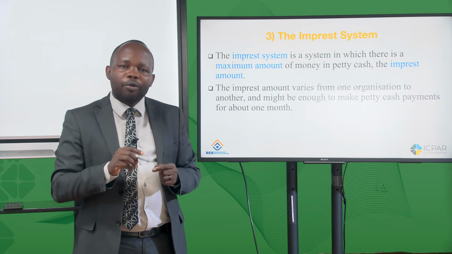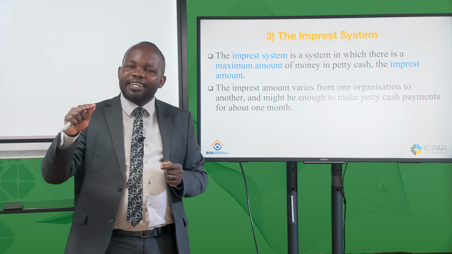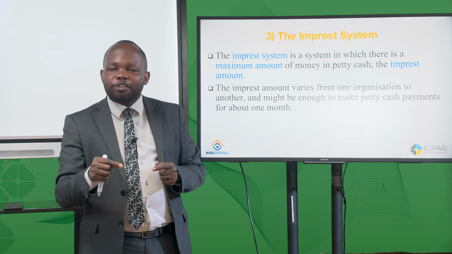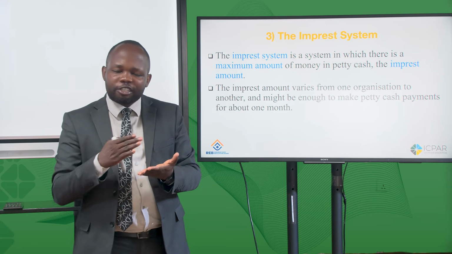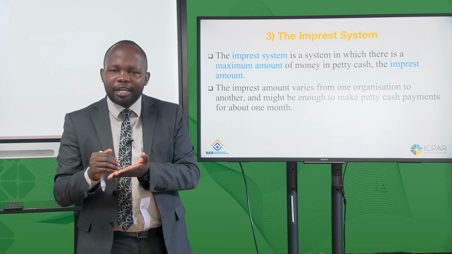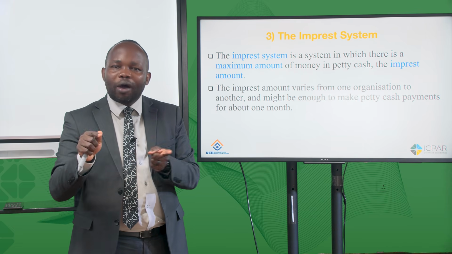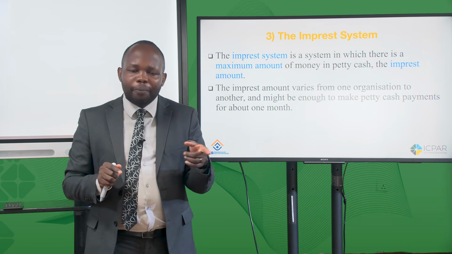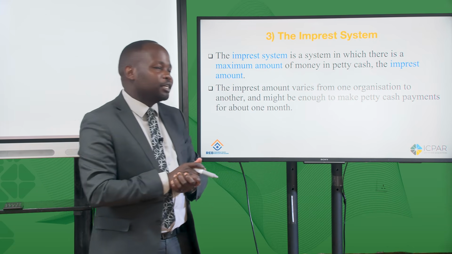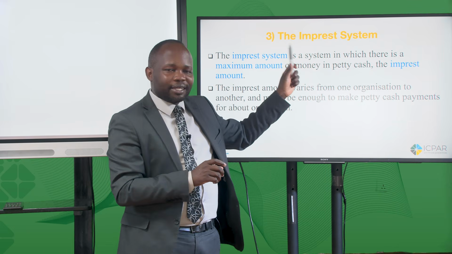So what happens? We look at all that we have spent, and then we refund it. We bring in new cash from the bank. So if we have spent 1.8 million, at the end of the month we are remaining with 200,000. We will bring in a new 1.8 million to replace what has already been spent. That process is what we call the imprest system.